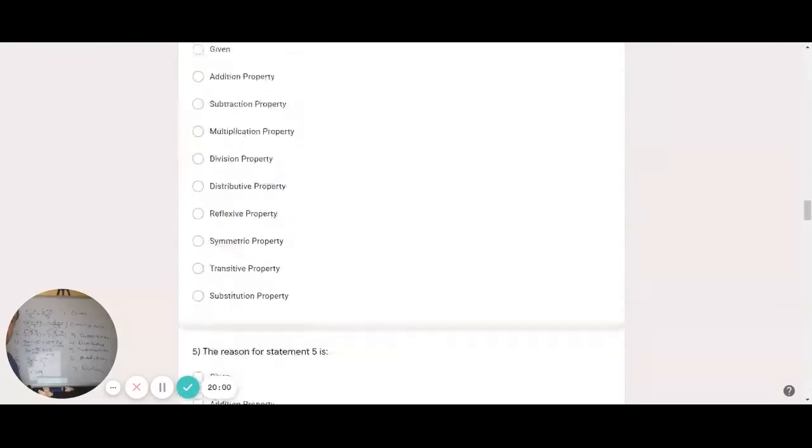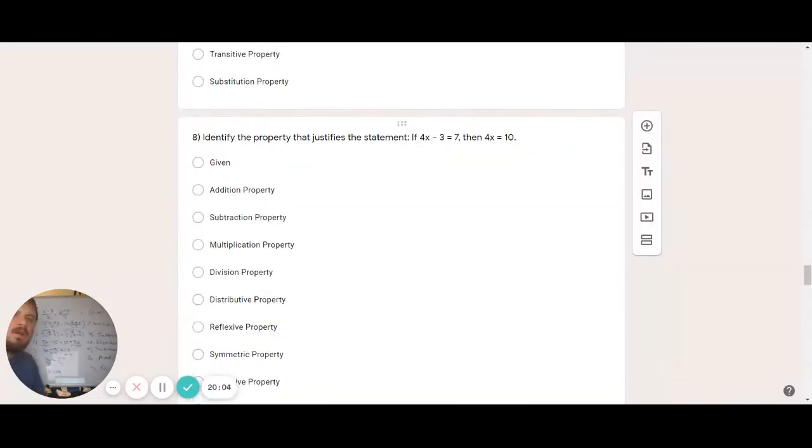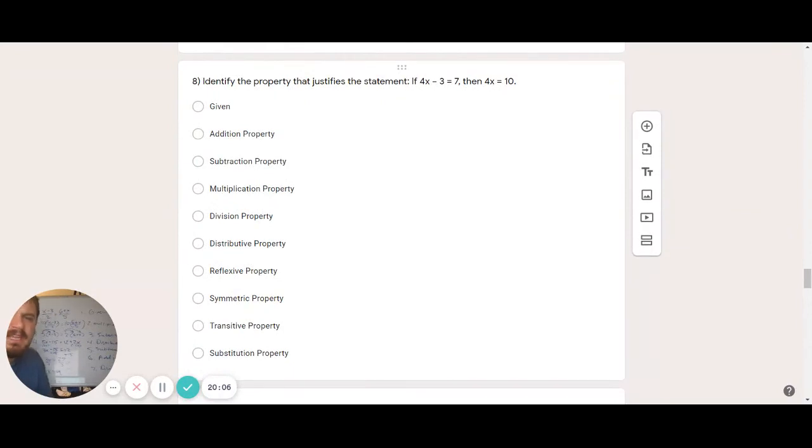So we have the answer to all of these now. Okay, let's do number 8. What statement tells you that if 4x minus 3 equals 7, then 4x equals 10? What statement says that that works? What math was done here? Take a second, think about it yourself. Mark your answer. So press pause, think about it, mark your answer, then press play.